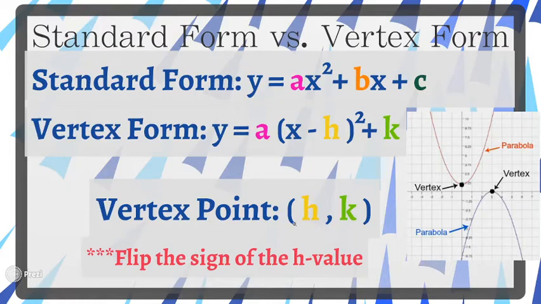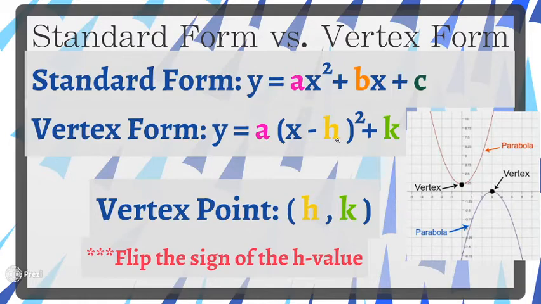Now, the reason why you have to flip the sign is because of the standard form of vertex form. I know that's confusing because it's called the standard form, but this is what your typical vertex form looks like. This is the formula. It's x minus the h value. So if you put in a positive h value, like let's say positive 2, it'd be x minus a positive 2, which is just x minus 2.